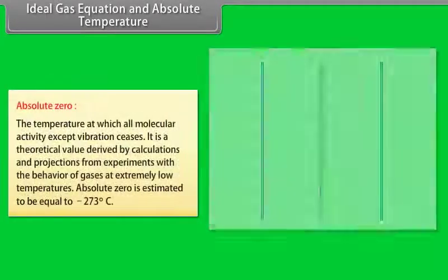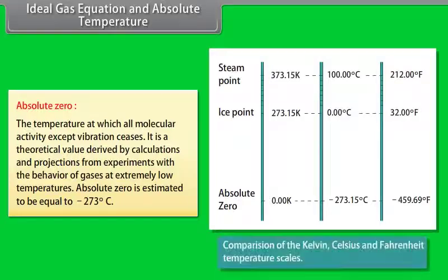The temperature at which all molecular activity except vibration ceases is known as absolute zero. It is a theoretical value derived by calculations and projections from experiments with the behavior of gases at extremely low temperatures. Absolute zero is estimated to be equal to minus 273 degrees Celsius.